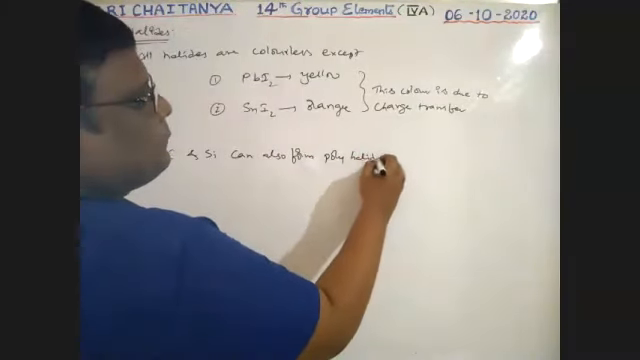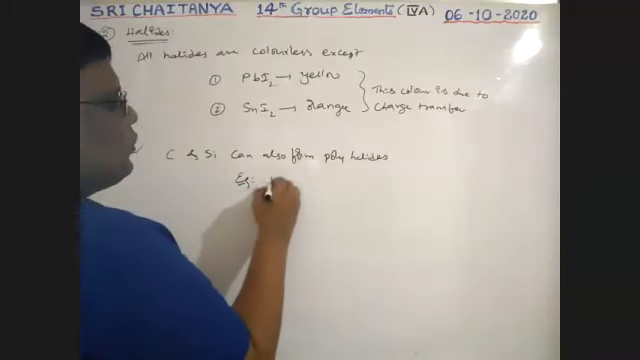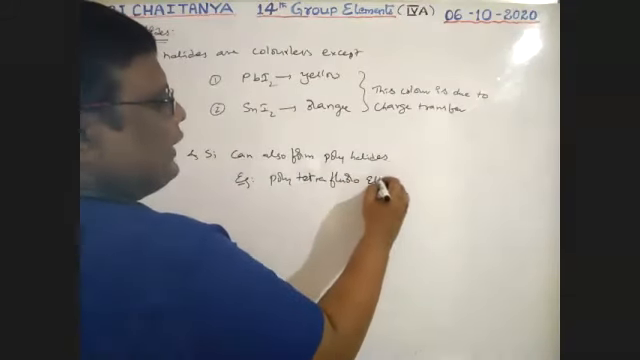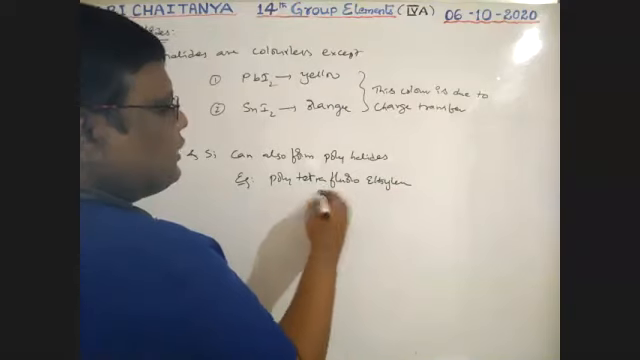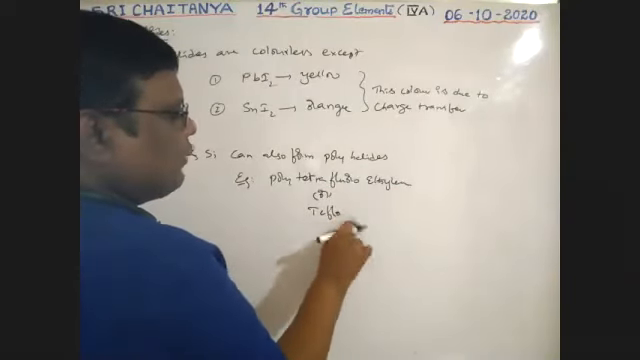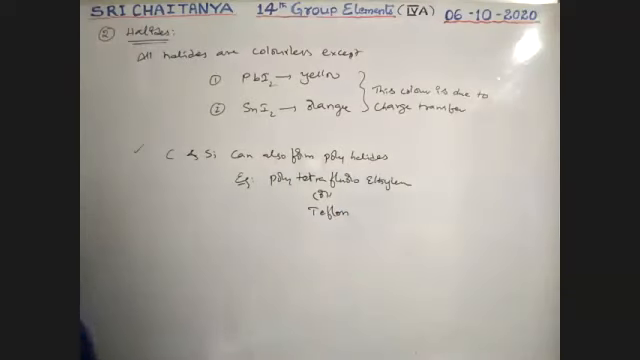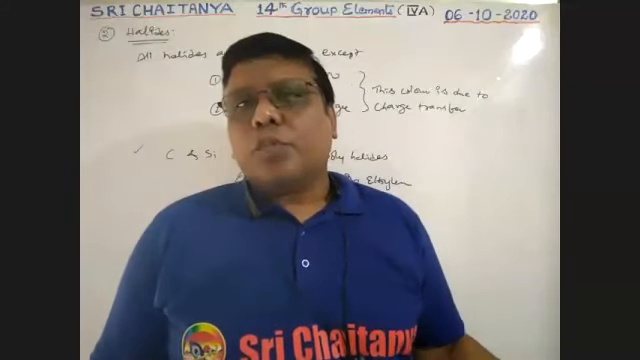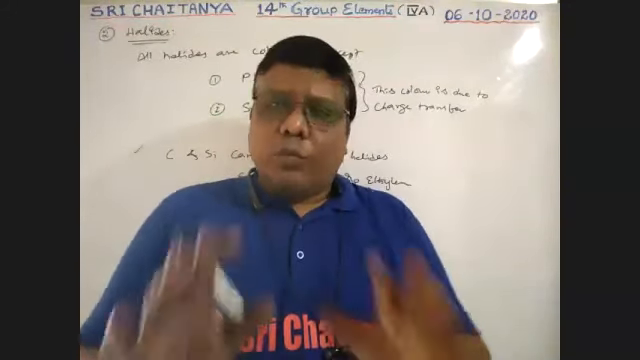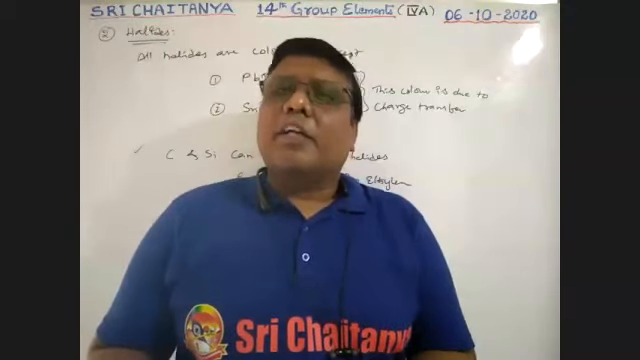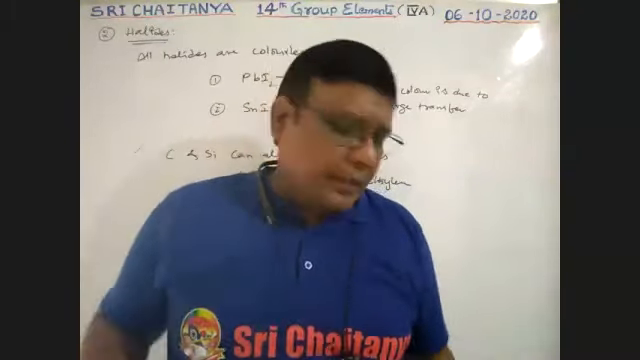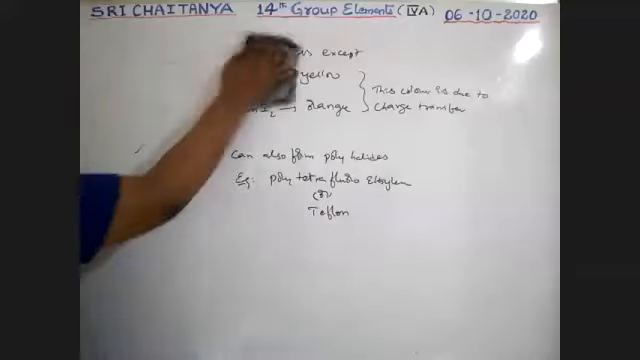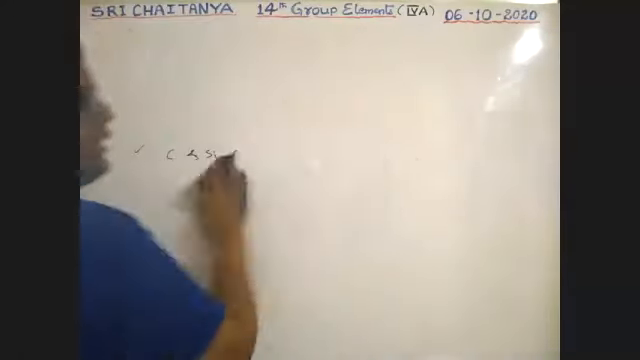Next, carbon and silicon can also form polyhalides. Example, polytetrafluoroethylene, nothing but Teflon. Teflon is an example of a polyhalogen compound. So these are some properties of halogen compounds. Very, very important. The most important topic in this case is particularly halogen compounds. Next subheading, oxygen compounds, that is oxides.